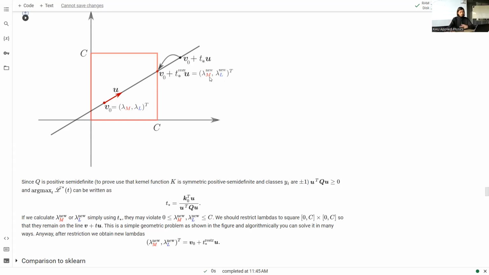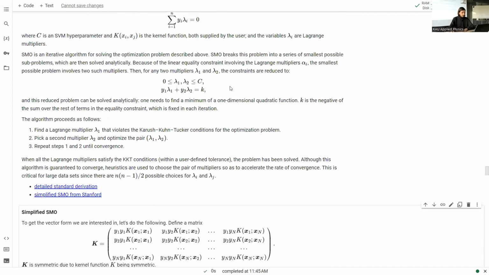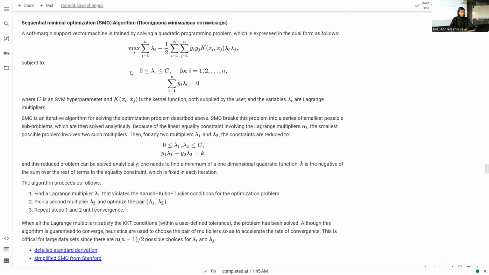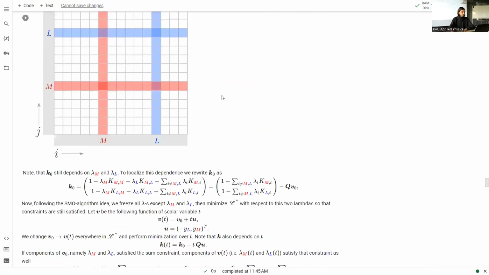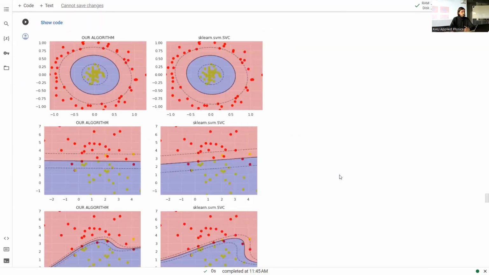And now I can perform iterations, choosing some l and m randomly, and do that many, many times, updating them. At each step, all my conditions are fulfilled. So I have this sum equal to 0, and I am always restricting my lambda i's to the segment from 0 to C. So everything works, and at some point, after many, many iterations, I get the result of my minimization.